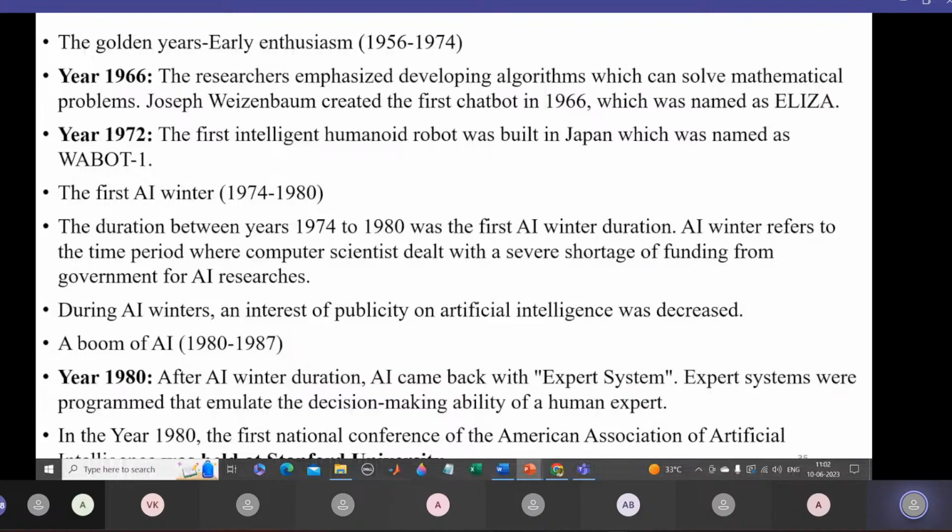There was nothing. Again, in 80 to 87 it started booming, again after this winter of AI.